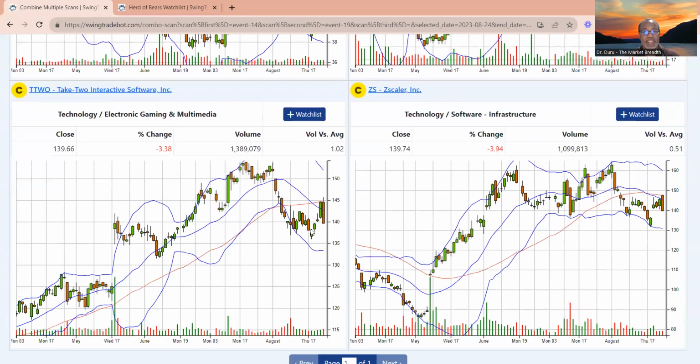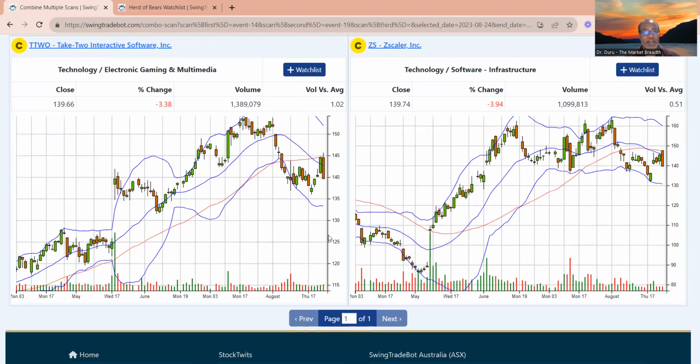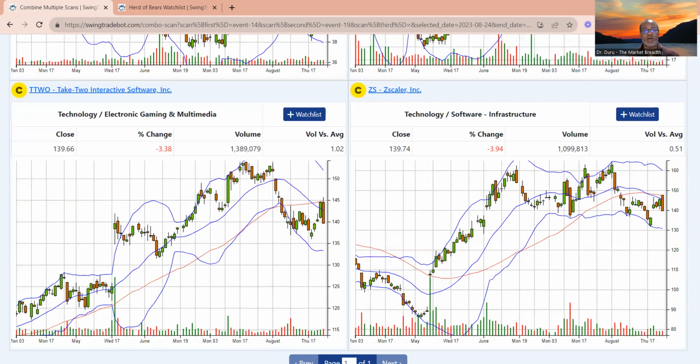Let's continue down the list. Take Two Interactive, that looks terrible. Again, I love this perfect resistance at the 50-day moving average for Take Two. Just because there's a lot of M&A in this industry, I'm just going to leave it off the list. I don't want to get surprised with Monday acquisition news or something like that. And then Zscaler, ZS, that will definitely go on my list because I don't like the look of this pattern either.